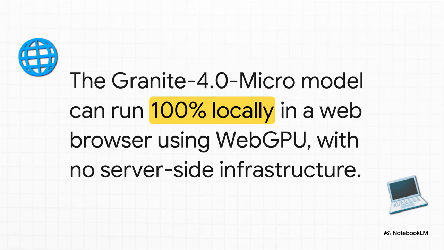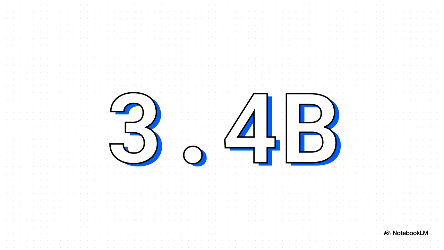The developer community has already figured out how to get the little Granite 4.0 micro model running completely inside a web browser, using WebGPU to make it fast. Think about that. No server, no API calls, just pure AI running right there on your own machine. And the model that makes this possible is just 3.4 billion parameters. To put that in perspective, that is tiny.